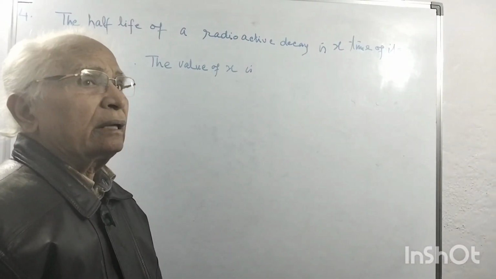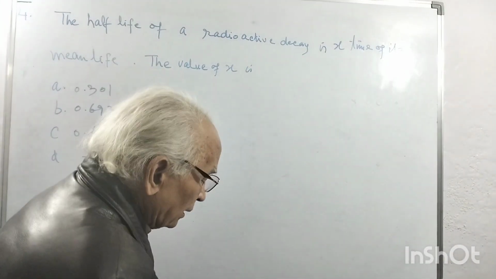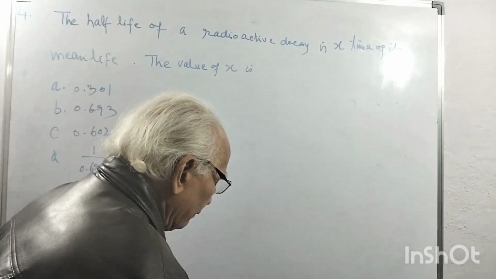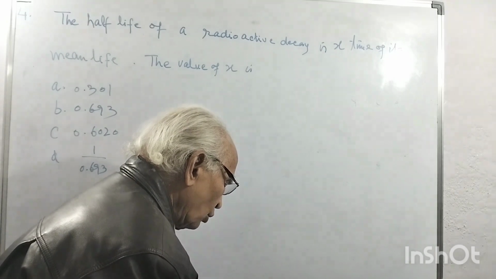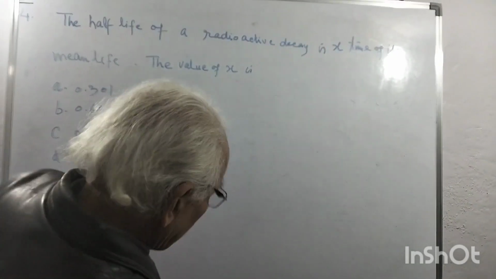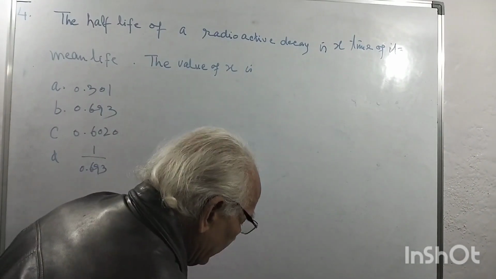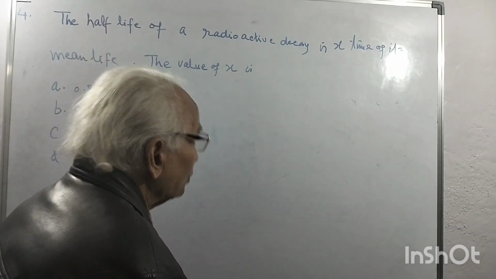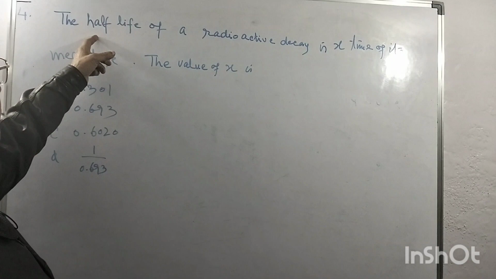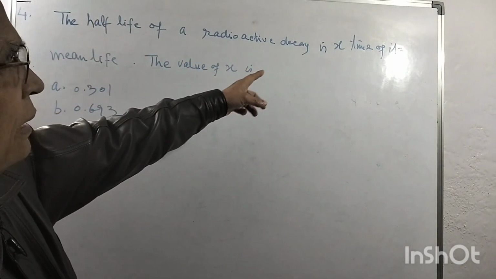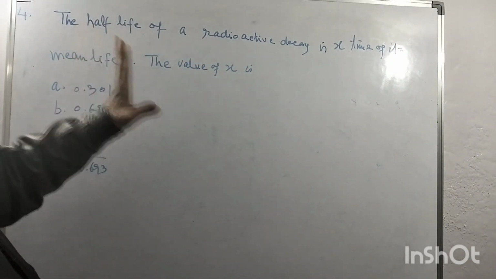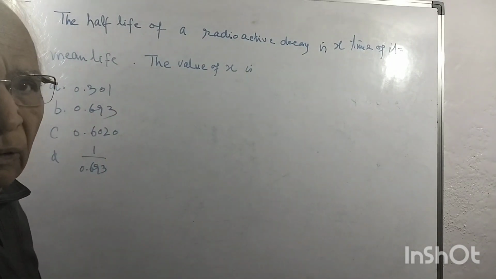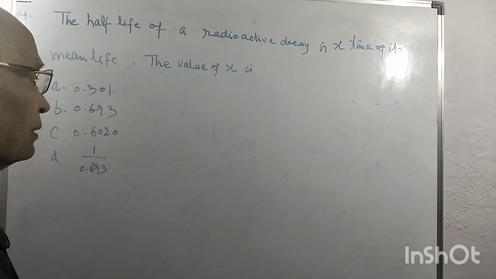The question is about the relation between half-life and mean life, how they are related. The question gives that the half-life of a radioactive substance is x times its mean life. So what is the relation between mean life and half-life? From that you will get the answer.